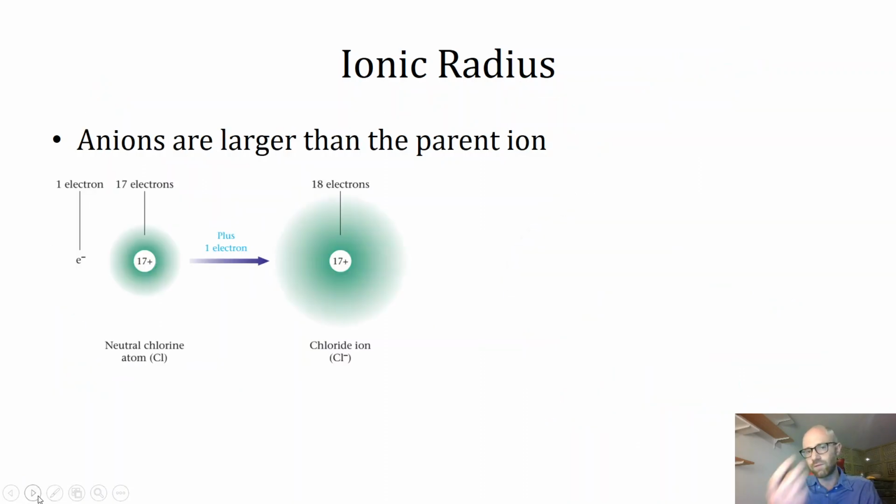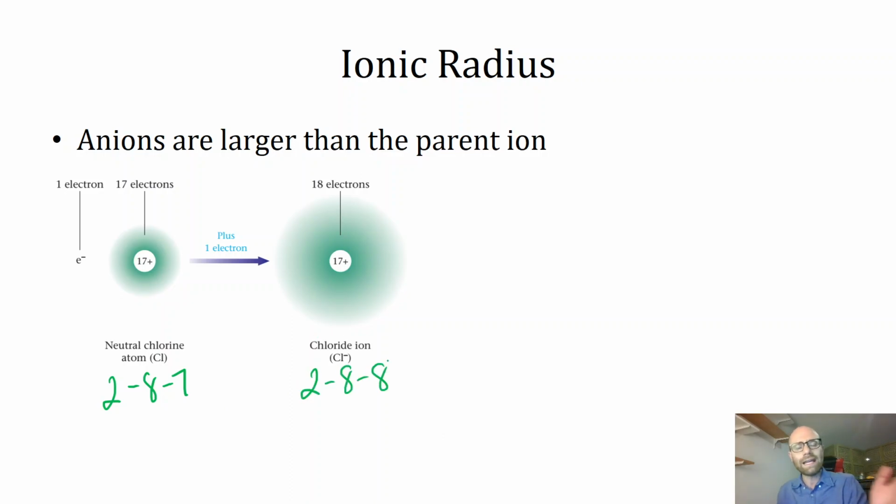The effect is reversed for anions. As they gain electrons, they get larger. Now, this is slightly less intuitive. The Bohr notation for the electron configuration for chlorine as an atom is 2,8,7, and the chloride ion, which is the anion formed when chlorine gains an electron, is 2,8,8.